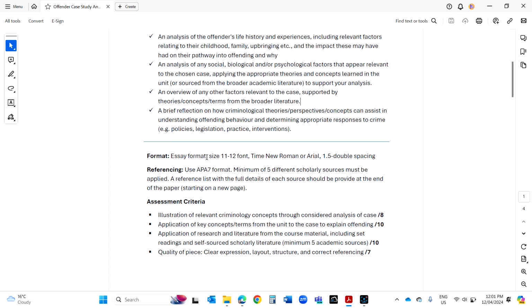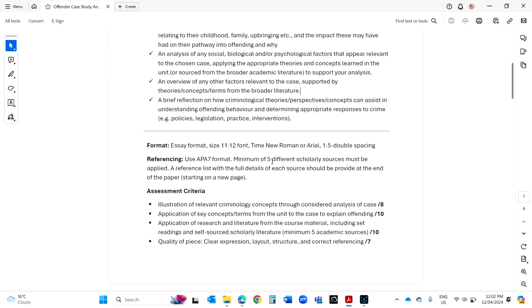Okay, so writing it in a traditional essay format, so an introduction, body paragraphs, as many body paragraphs as you need to cover the important aspects that you're talking about. So don't limit yourself to, say, just 2 or 3 body paragraphs. 11 or 12 font, Times New Roman or Arial, 1.5 or double spacing. So it's a very traditional presentation here.